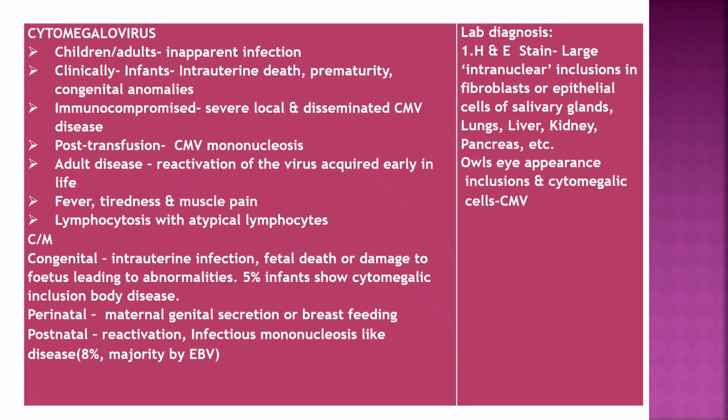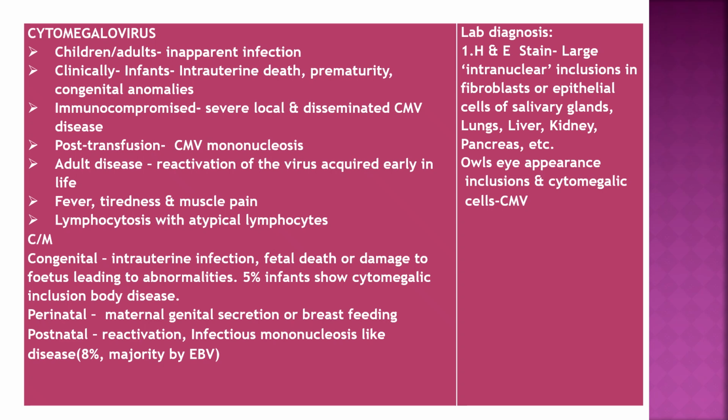Summary: cytomegalovirus infection in children and adults is often inapparent. Clinical features in infants: intrauterine death, prematurity, congenital anomaly. In the immunocompromised: severe local and disseminated CMV disease. Post-transfusion CMV mononucleosis. Adult disease: reactivation of virus acquired early in life. Fever, tiredness, and muscle pain. Lymphocytosis with atypical lymphocytes.